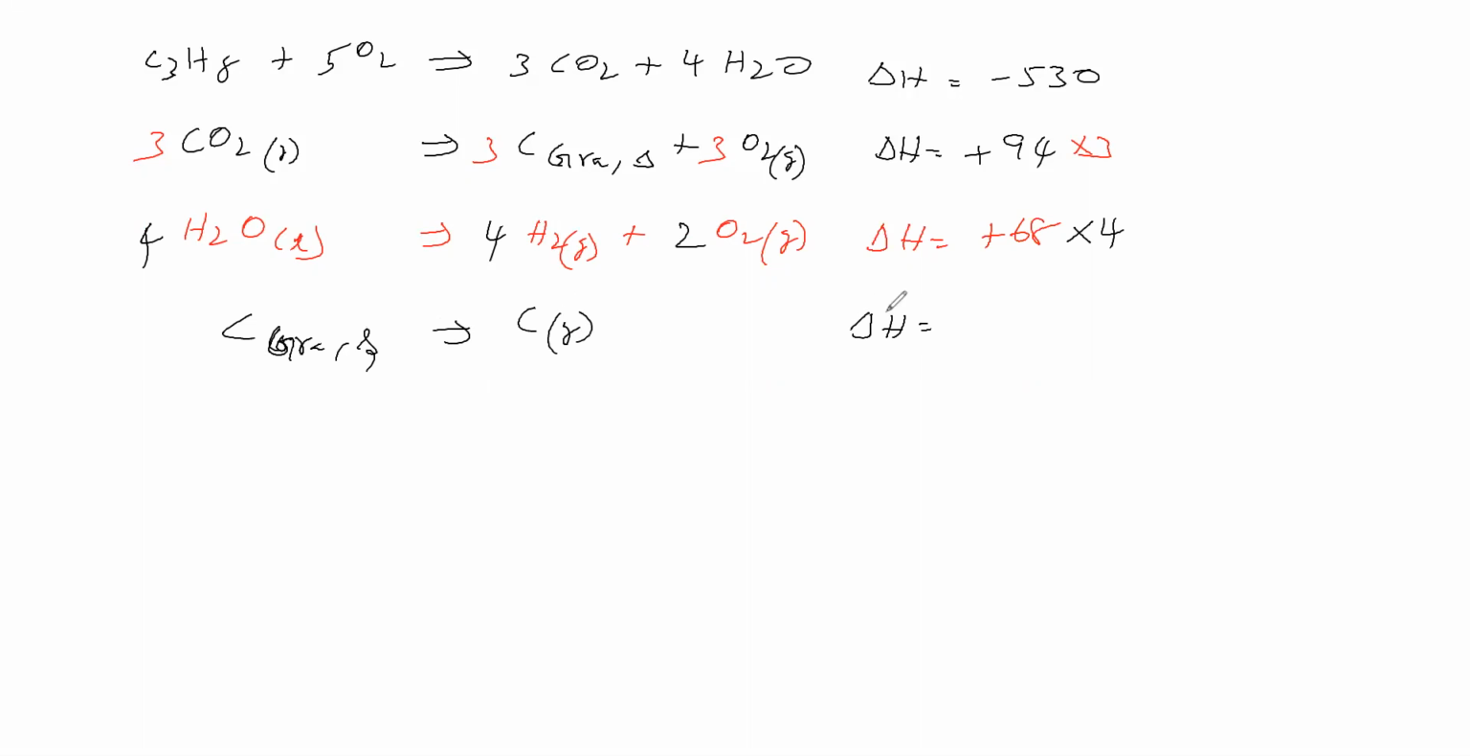For this, the delta H value is how much? 172. Take that 172. Here, 3 times graphite is there. Therefore, multiply this equation by 3. You are multiplying this equation by 3, and delta H is also multiplied by 3.